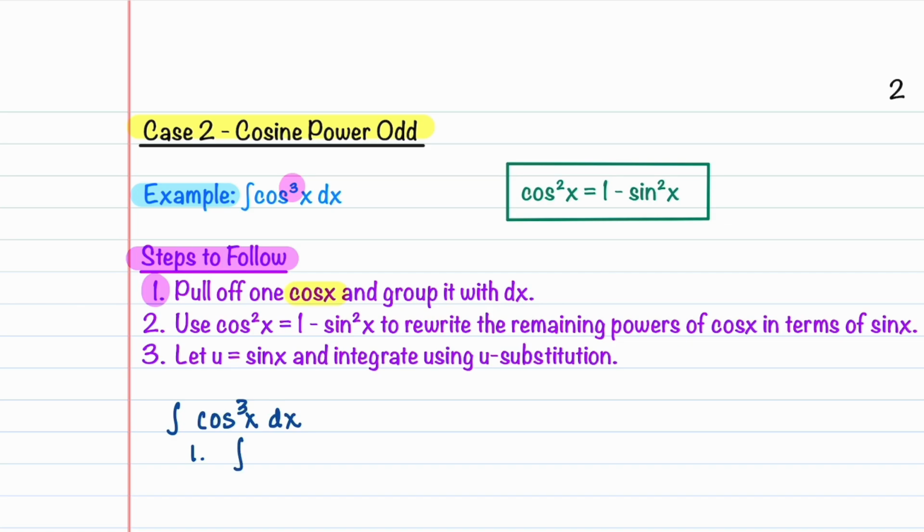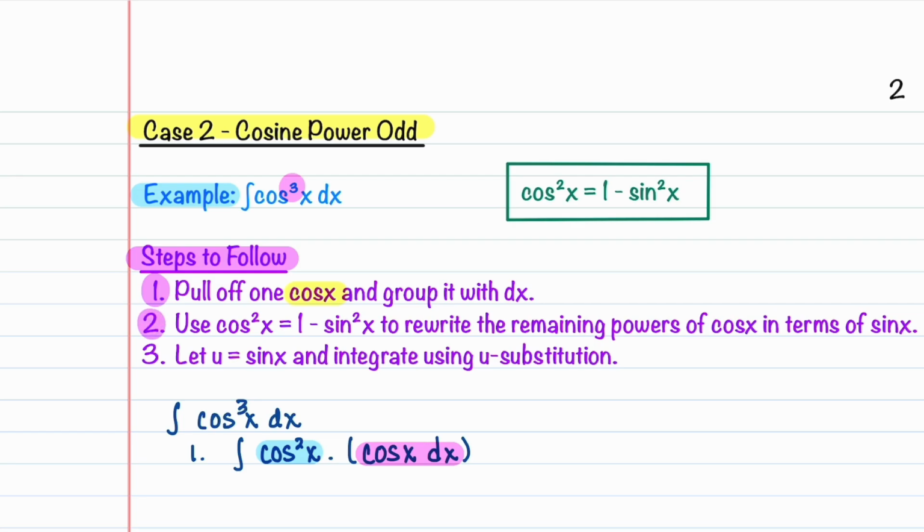This gives us the integral of cos²x. That's what's left when we pull off one cosine x. And then we're going to group our cosine x with our dx. The reason that we did this is we can now write our cos²x in terms of sine squared, and then this cos x dx is our derivative. Let's look at step 2.